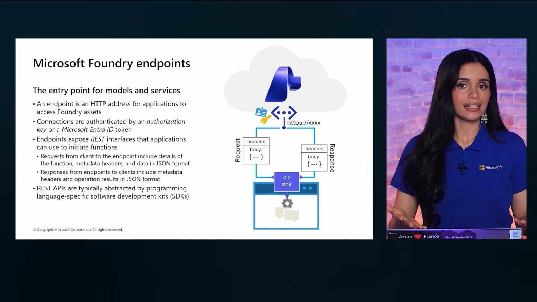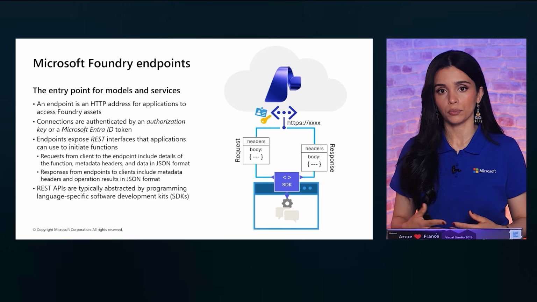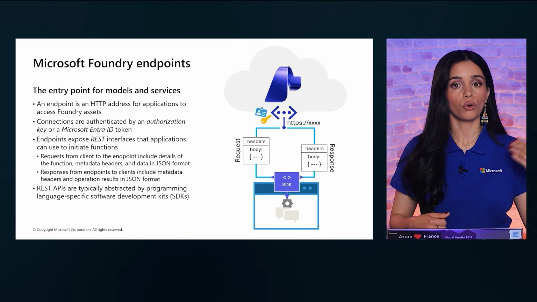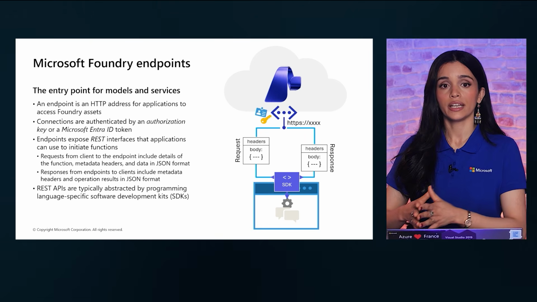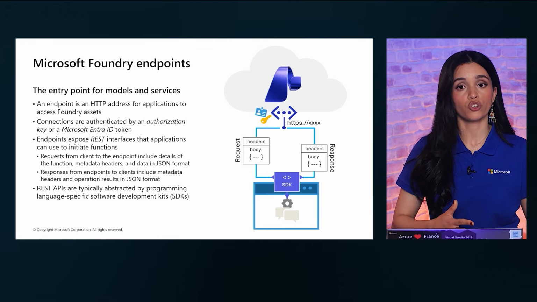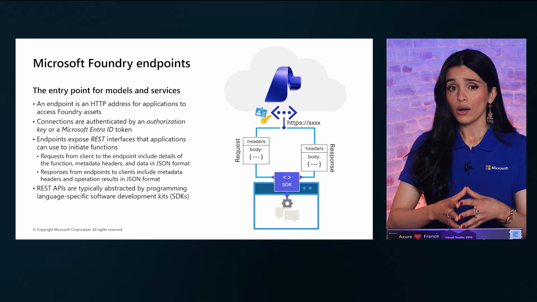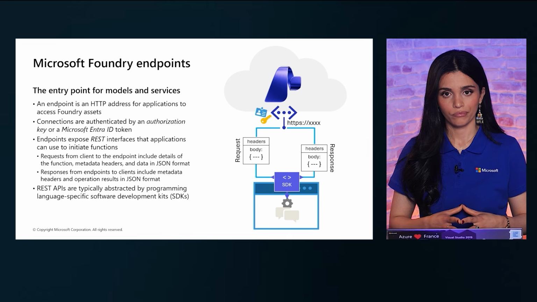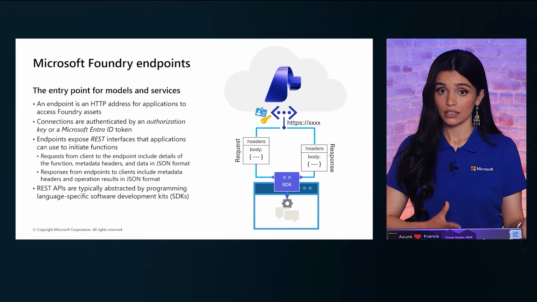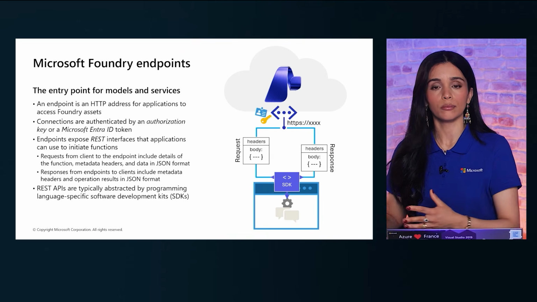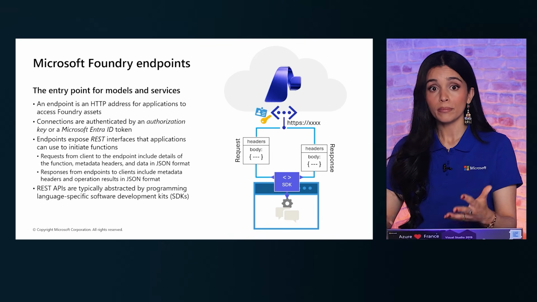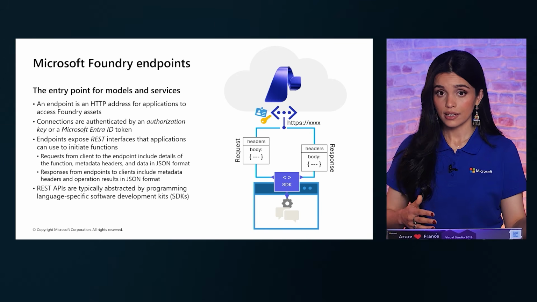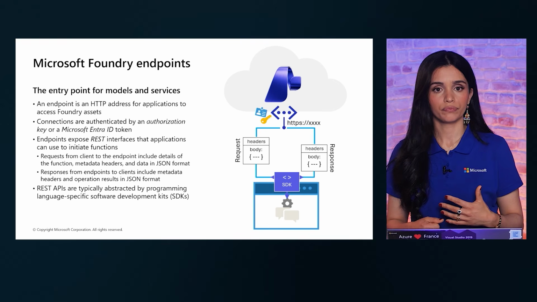Of course, not just anyone should be able to call that endpoint. That's why access is secured using authentication and authorization, typically with an API key or a Microsoft Entra ID token. So in our HR example, the application first proves its identity. Once it is authenticated, Foundry allows it to access the model, the agent, or maybe the tool it needs. This helps protect both the AI service and the business data behind them.